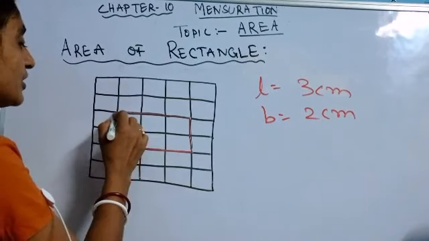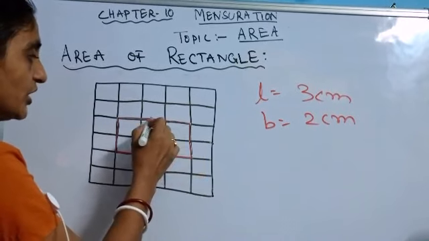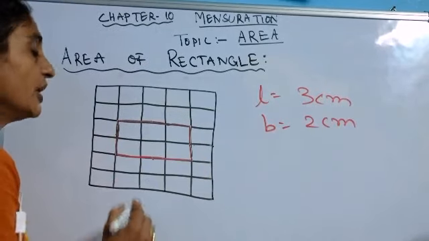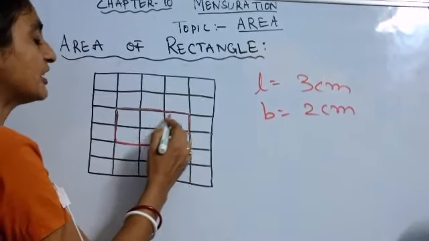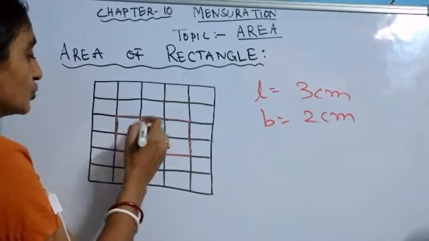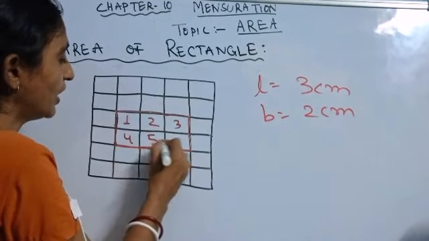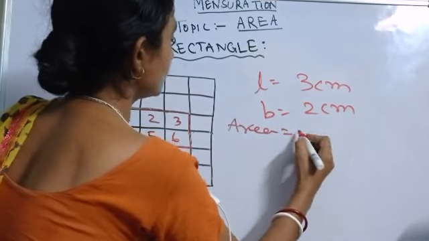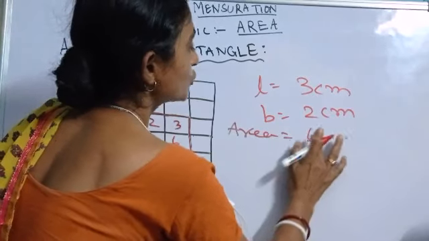Now after completing this rectangle of 3 into 2, you have noticed both lengths are 3 centimeter and both breadths are 2 centimeter. Now what will be the area of this one? Here what we can do, we will count the completely filled squares. Yes, here you will get all the completely filled squares. So how many do you have? It is 1, 2, 3, 4, 5, 6. So the area in this case is equal to 6 centimeter square, or you can write square centimeter.